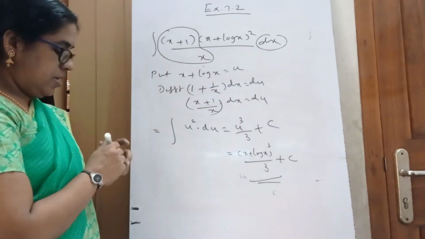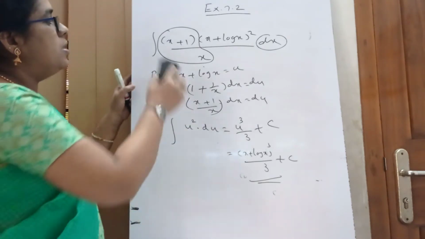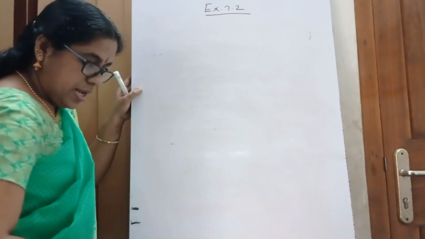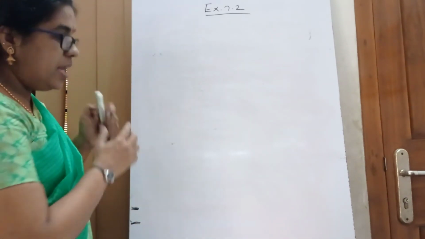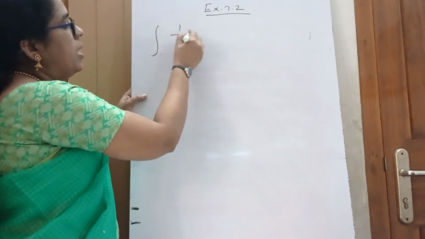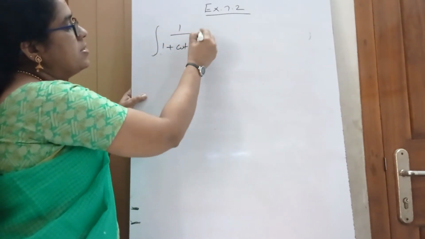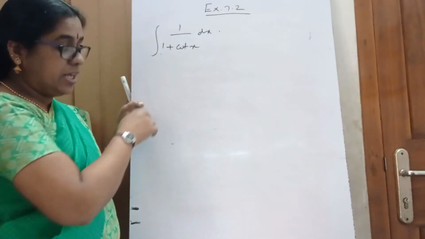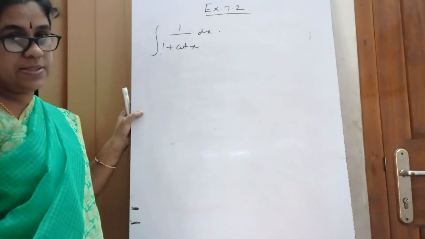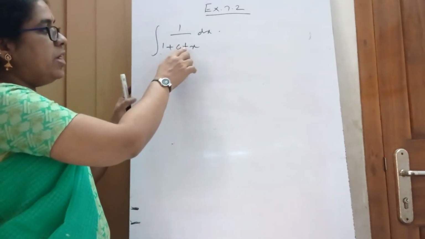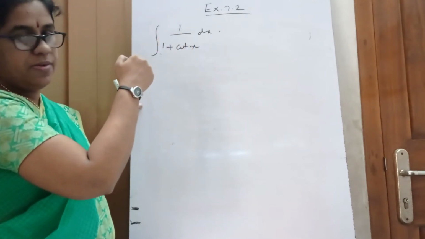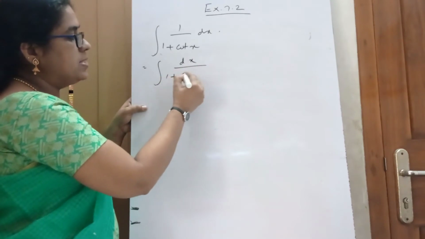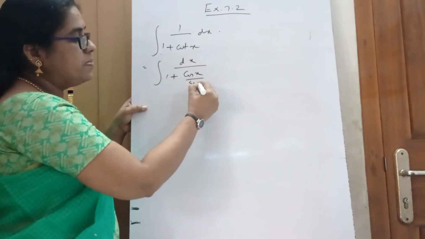Next one is the integral of 1 by 1 plus cot x dx. In the previous section we have already completed a question like this, the integral of 1 by 1 minus tan x. The same procedure is also here. We have to write cot x as cos by sin. Continue: the integral of dx divided by 1 plus cot x, where cot x can be written as cos x by sin x.